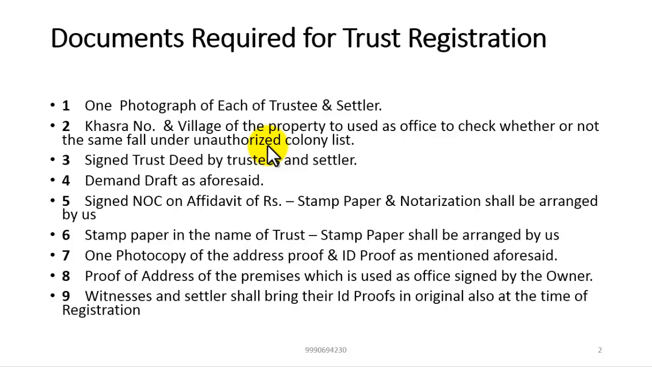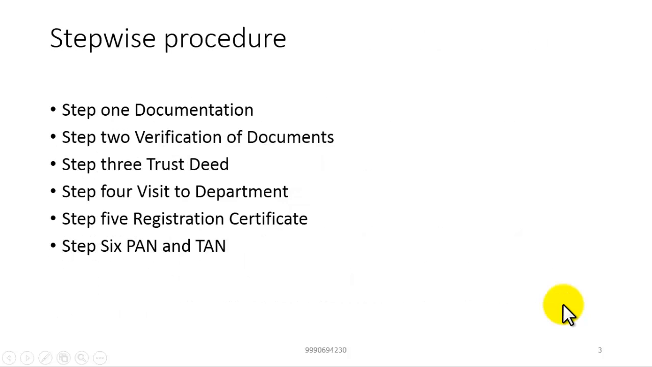Stamp paper and notarization shall be arranged by us. Stamp paper will be in the name of the trust. Also needed is one photocopy of the address proof and ID proof as mentioned aforesaid, and proof of address of the premises used as office, signed by the owner. Witnesses and settler shall bring their ID proof in original at the time of registration.